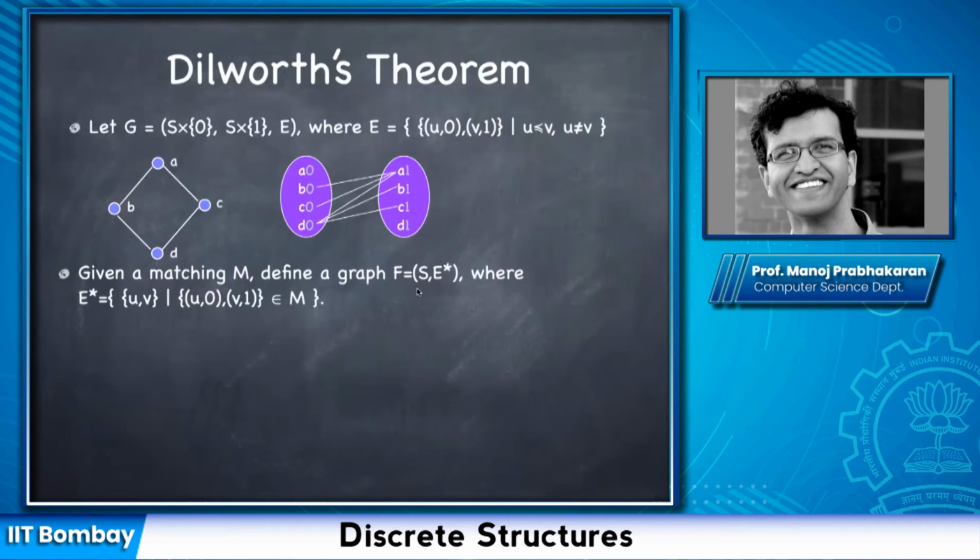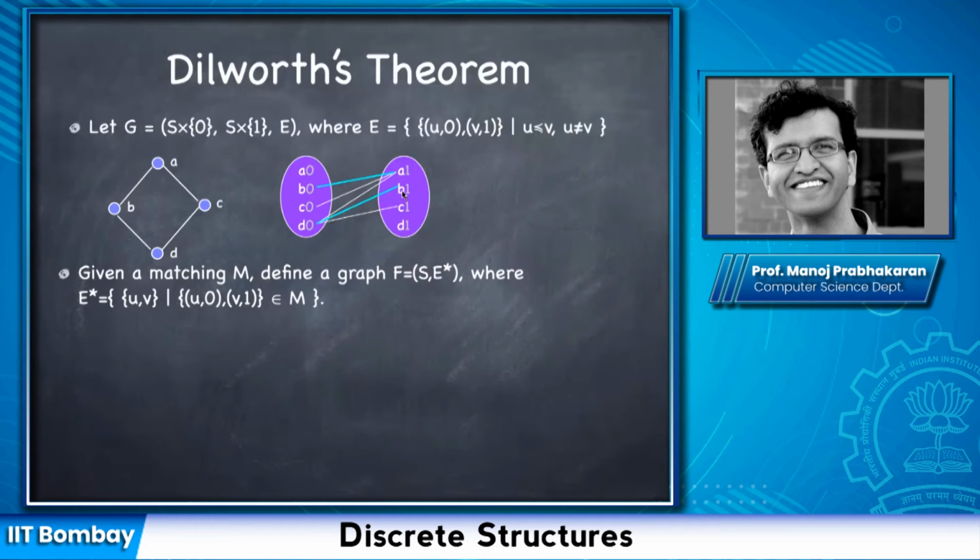Suppose the matching given is M. I'm going to define a graph F. Again, essentially I'm going to squish together the two copies of the two parts of the bipartite graph, and define a new graph over just the ground set S. My edges are: if there was an edge U0, V1 in the matching, then that would translate to an edge UV in my new graph.